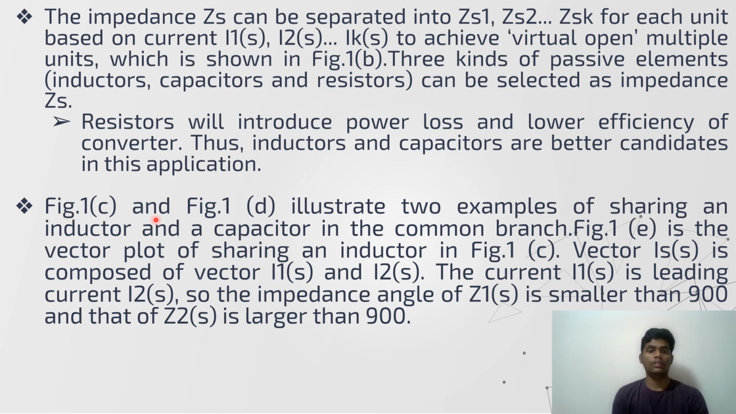Figure 1c and figure 1d illustrate two examples of sharing on an inductor and a capacitor in the common branch. Figure 1e is the vector plot of sharing on the inductor in figure 1c. Vector Is is composed of vector I1 and I2. The current I1 is leading current I2. So the impedance angle of Zs1 is smaller than 90°, and that of Zs2 is larger than 90°.